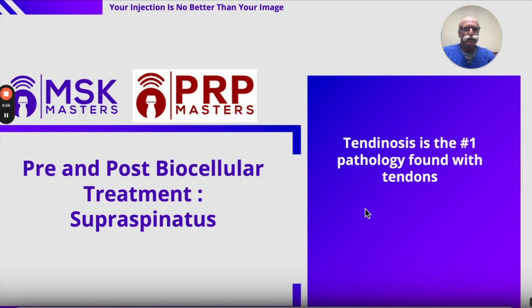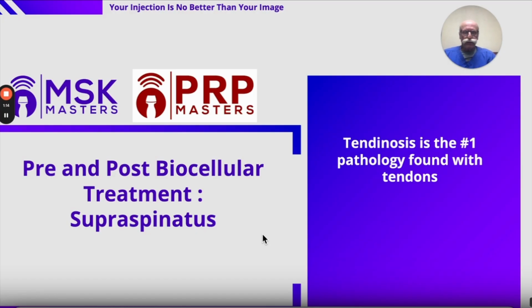Tendinosis, as I've said many times, is the number one pathology that you're going to find with tendons, and it's important that you know how to pick up on that, and that comes from understanding your sonoanatomy and then learning how to identify normal versus abnormal ultrasound anatomy.